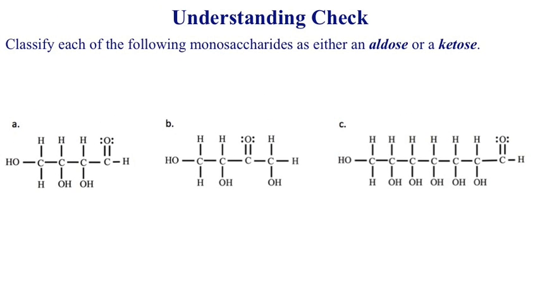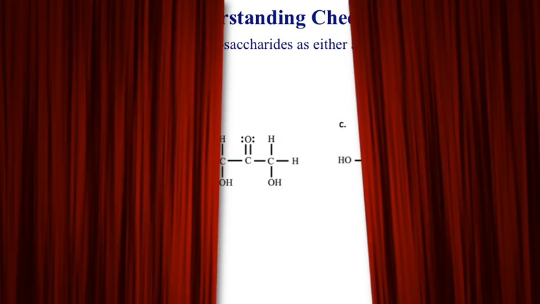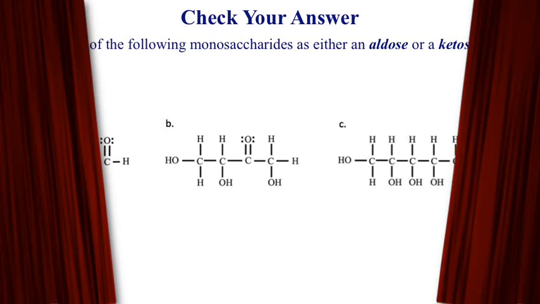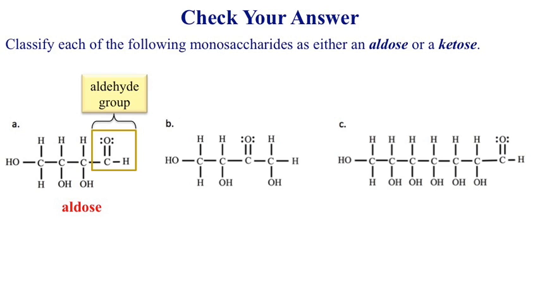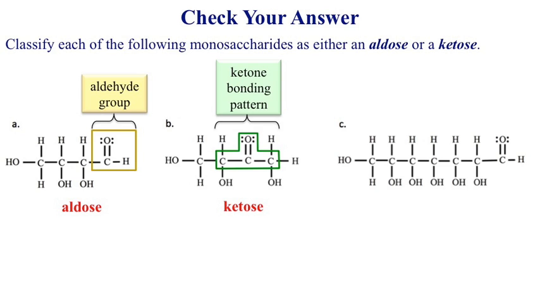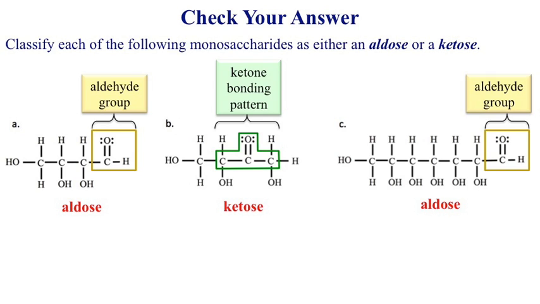Try a problem. Classify each of the following monosaccharides as either an aldose or a ketose. Click pause and work on the problem now. Check your answer. The molecule in part A is an aldose. Notice the aldehyde group is present. The molecule in part B is a ketose. Note the ketone bonding pattern here. The molecule in part C is an aldose because of the presence of the aldehyde group.